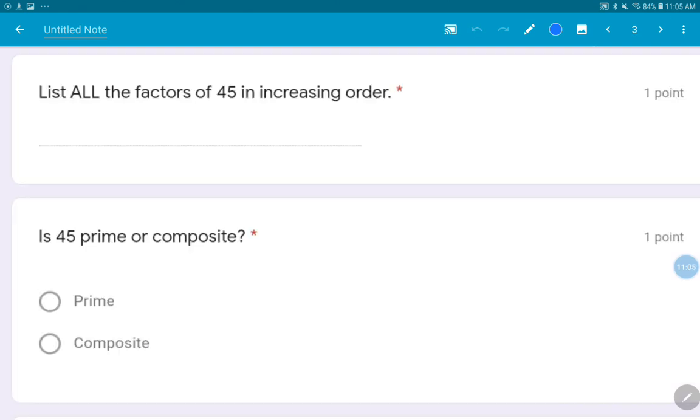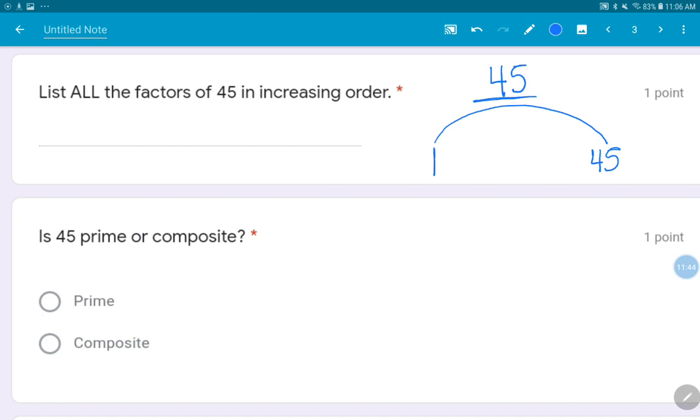Now we've got to find the factors of 45. When I'm looking for factors, I'm looking for two numbers that multiply together to equal a number or a product. So I'm looking for things that I can multiply together to equal 45. I know I can always start with 1. So 1 times what? 45. It's kind of like a rainbow. 1 times 45 gets me 45, right?